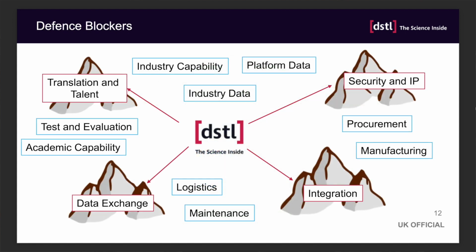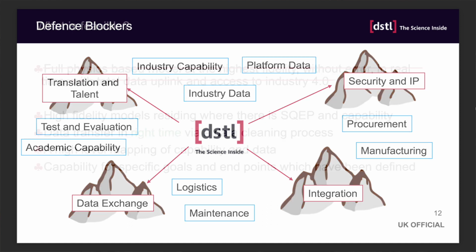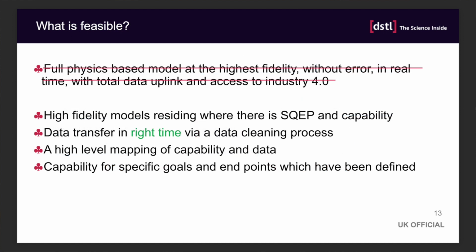So in terms of defence then, there are blockers. I've kind of said there's a translation talent piece, training, understanding. There's a security and IP piece. There's a data exchange piece. There's an integration piece. But there's feasible things. So what is feasible?